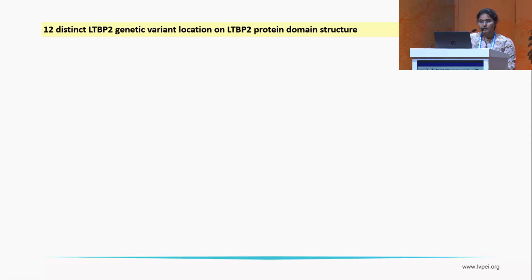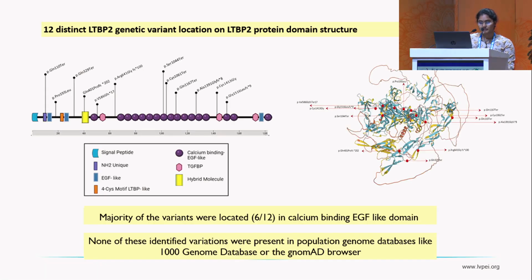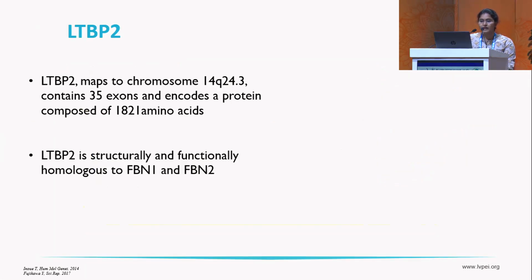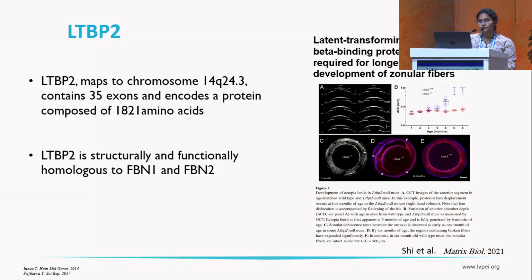And we found 12 distinct LTBP2 genetic variant locations on the LTBP2 protein domain structure, and almost half of them are in the calcium binding epidermal growth factor-like domain. So LTBP2 is latent transforming growth factor beta binding protein, which maps to chromosome 14, and it is structurally and functionally homologous to fibrillin 1 and fibrillin 2. A very interesting article by Shi et al. showed that this protein is required for longevity and not for development of zonular fibers.